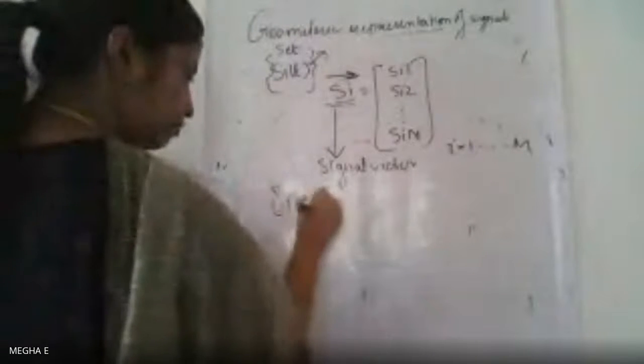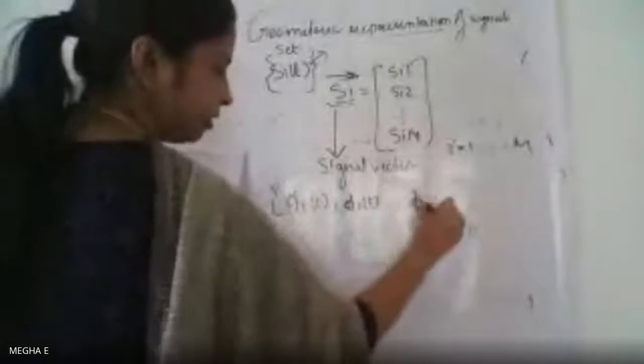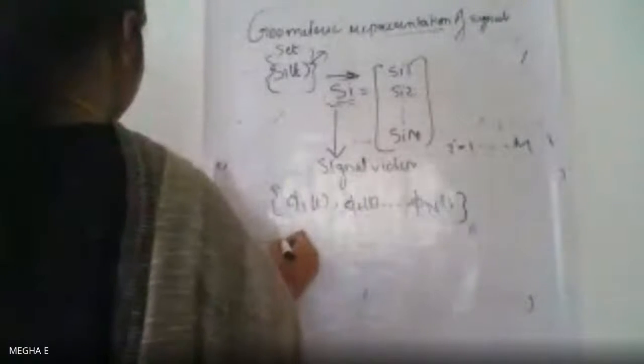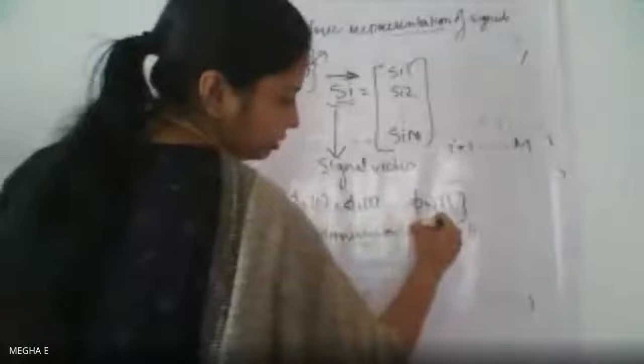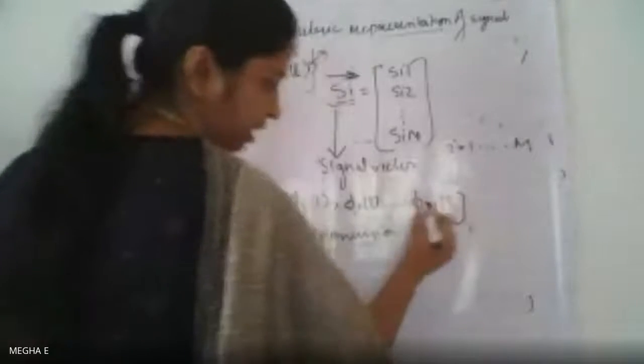And the set of basis functions. We consider a set of basis functions, phi1 of t, phi2 of t, and so on up to phi n of t. This is an n-dimensional signal space. This n-dimensional space is called the signal space.